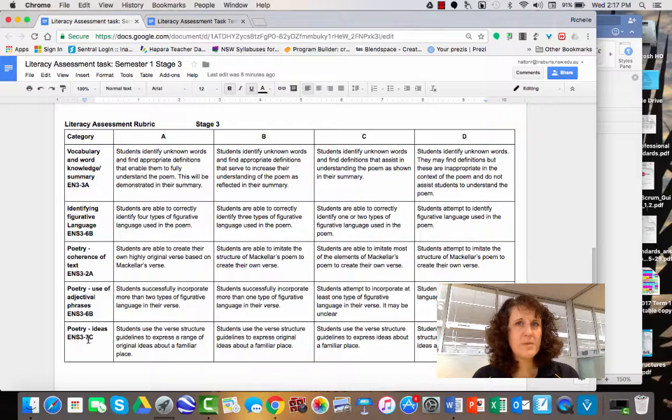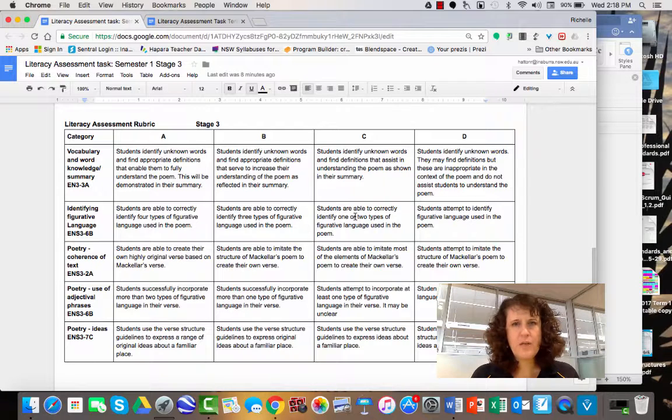These numbers here are the outcomes, and so they correspond with what we're expecting you to learn. So you need to be able to identify your unknown words and find definitions that assist you to understand the poem. And we'll know that you've understood it by what you write in your summary. If you find definitions that aren't appropriate in the context of the poem, you know, sometimes you look it up and you go, that definition doesn't make sense. Well, you're going to get a D for that, because the purpose of looking up the definitions is so that you understand the poem better. In order to get an A, you need to be able to do a really excellent summary. So your definitions, the words that you're looking up, will help you understand it so that you can then interpret it and explain it. Okay, so there's sort of 2 parts to that one.